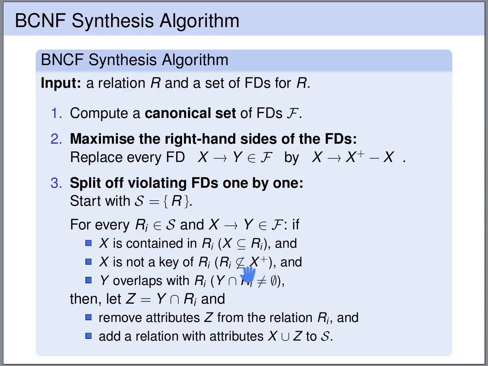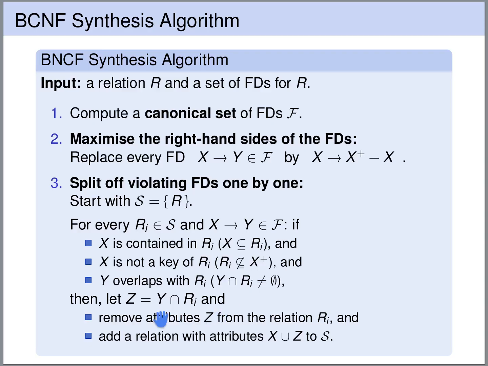If not, so if it's not a key, so this Ri is a strict subset of the cover, we check whether the right-hand side of the function dependency overlaps with the relation. So at least one of the attributes in the right-hand side should be also an attribute in this relation Ri. So this intersection of the right-hand side and the relation should be non-empty. And if all these conditions hold, then we split.